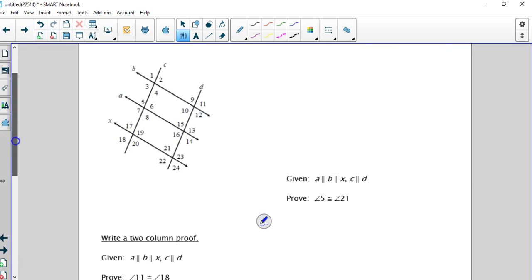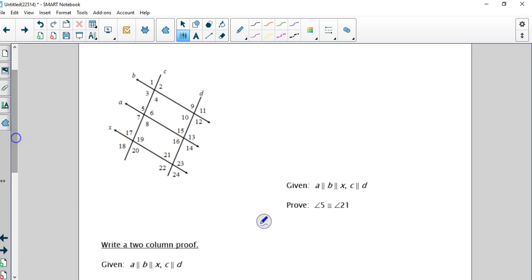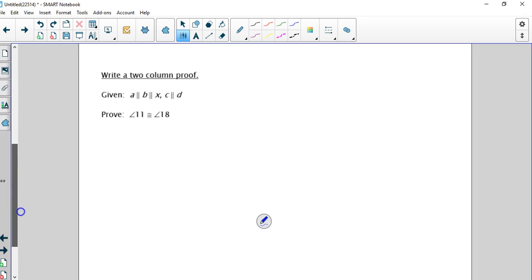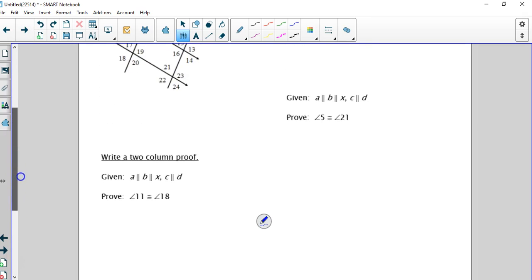Okay, so now we have this very busy drawing. We have ABX going one way, and we have CD going a different way. And every line is a transversal because every line is going through two lines. Watch. 1, 2. 1, 2. 1, 2. 1, 2, 3. 1, 2, 3. So therefore, every one of those is a transversal. So we're going to write a proof, and we're told that A is parallel to B is parallel to X.